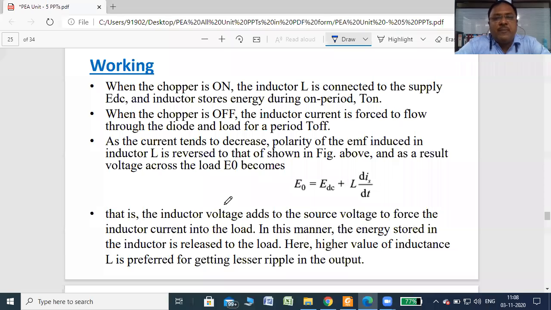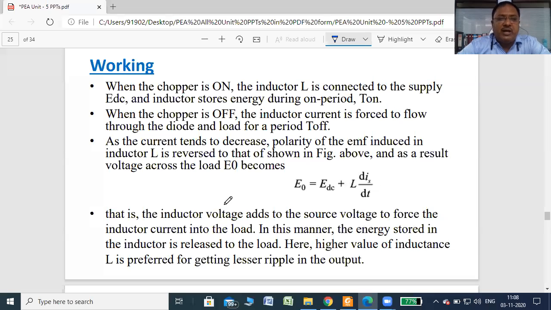So when the chopper is on, the inductor L is connected to the supply EDC, and the inductor stores energy during the on period, that is T on. When the chopper is off, the inductor current is forced to flow through the diode and load for a period called T off.